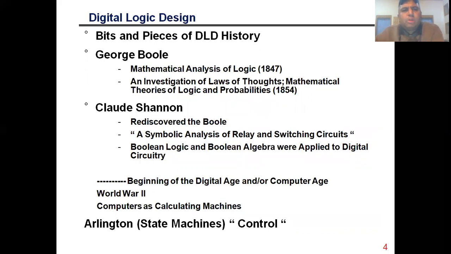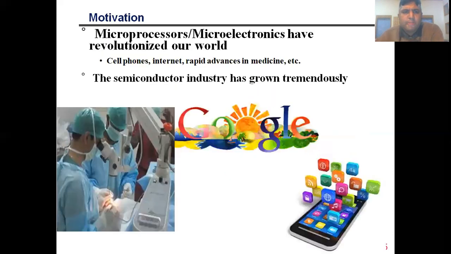Okay, this is some history of digital logic design. George Boole and Claude Shannon were the mathematicians who basically invented mathematical theories of logic and probabilities in 1854 and 1847. And Claude Shannon basically rediscovered Boole, and he applied Boolean logic and Boolean algebra to digital circuitry. And after World War II, the Arlington state machines were designed for the control of the modern computer age. So this is some history of digital logic design.